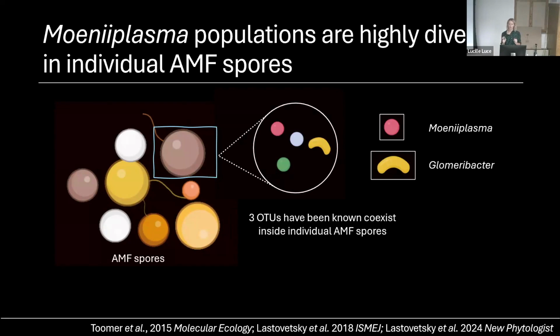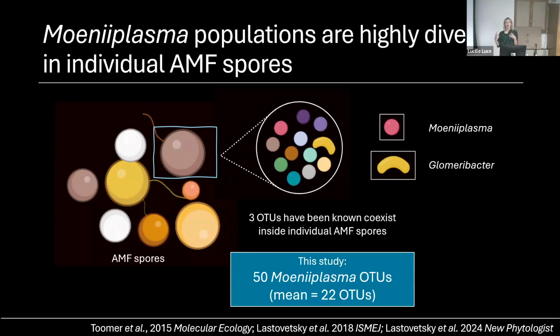So I then took a closer look at the Mycoplasma population structure inside these individual AMF spores. Now, Mycoplasma endobacteria are an unusual type of endosymbiont in that they can be incredibly diverse, even within a single AMF spore, with up to 3 Mycoplasma OTUs having been previously known to coexist inside an individual AMF spore. Incidentally, Glomeribacter endosymbionts are always genetically uniform within AMF isolates. Now, in our field AMF spores, we found that a single AMF spore could be host to up to 50 Mycoplasma OTUs, or species, with an average of about 22 OTUs found in an individual spore, highlighting this previously unknown diversity of even these endosymbionts in environmental AMF isolates.